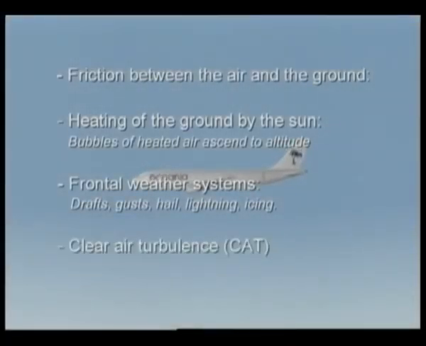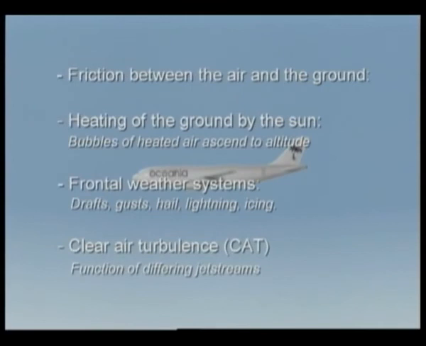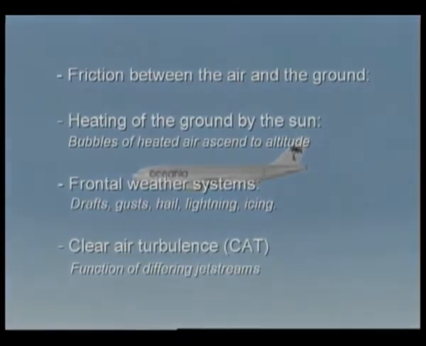Clear air turbulence, or CAT as it is known, may be found at any level, but is more likely to be experienced at high altitude and is a function of differing jet streams. Because it cannot always be predicted, this form of turbulence can quite often catch cabin staff unawares.